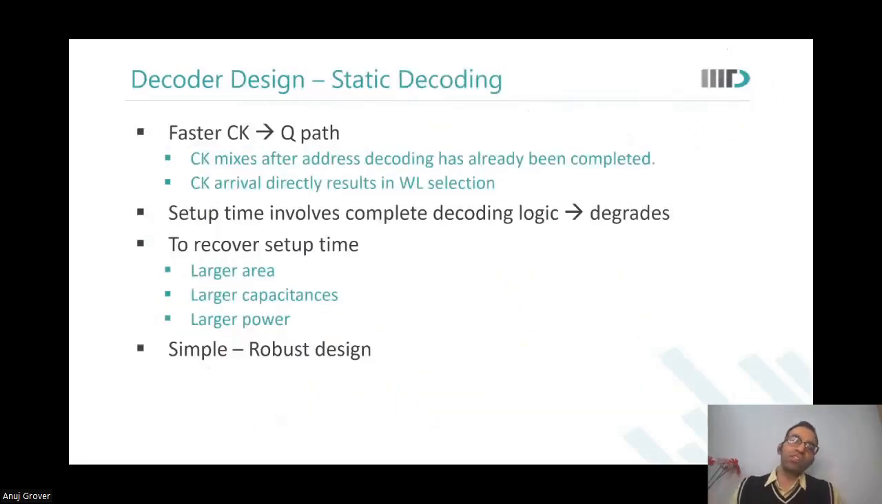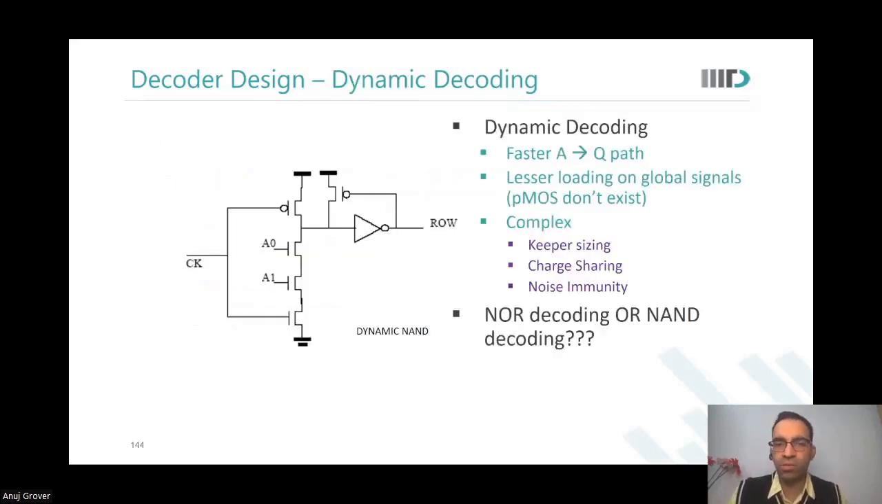So now, once I've chosen whether I want to go for a 2-to-4 pre-decoder or a 3-to-8 pre-decoder or any such thing, you can decide whether you want to use static decoding or dynamic decoding. Static decoding is simple and robust. To reduce setup time, you will end up using slightly bigger sizes at times. Overall, because static gates have larger area than dynamic gates, static would be larger, possibly a little more power than the dynamic decoding.